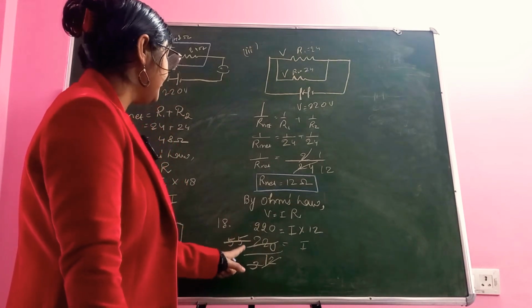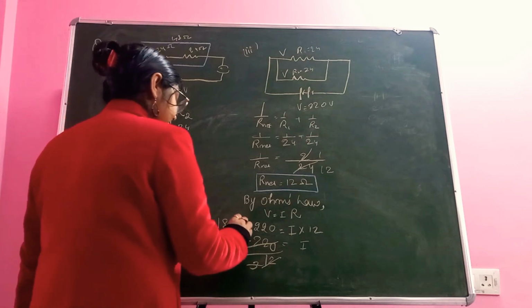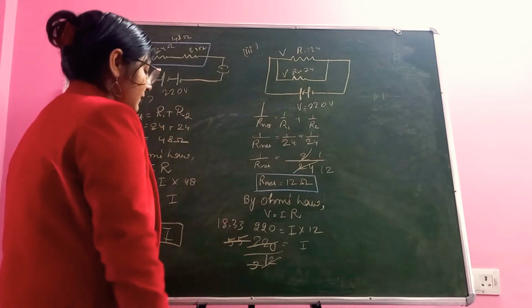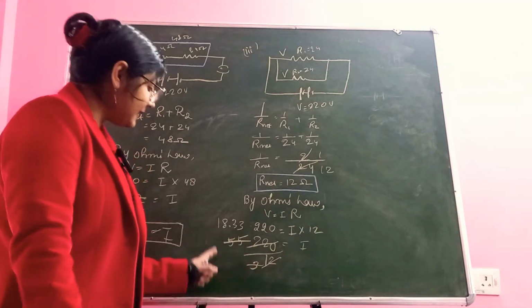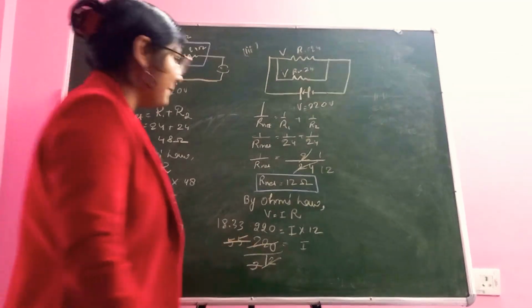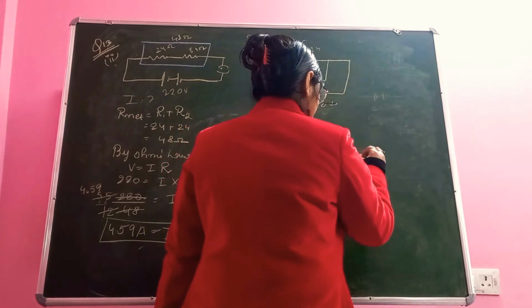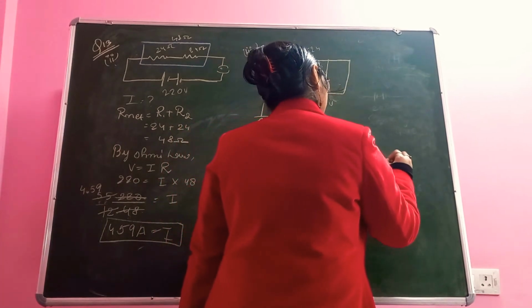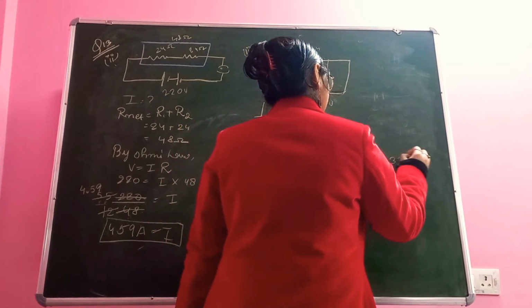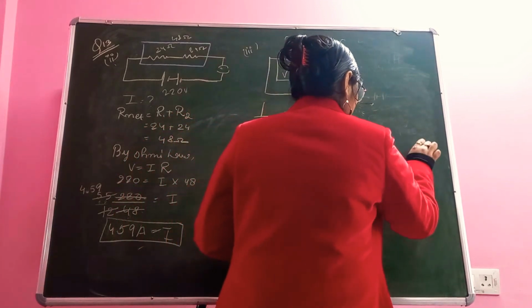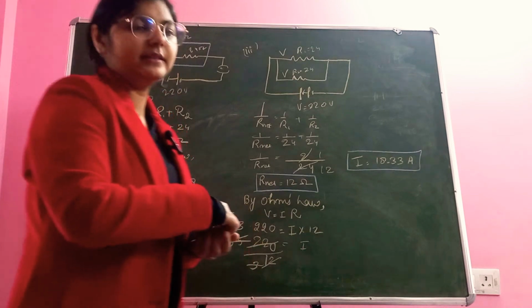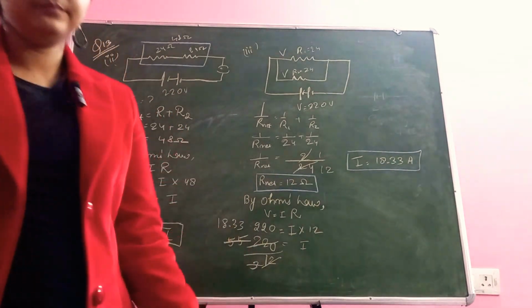3 18s are 54.33. So the net current that we get here is 18.33 ampere. So this is the answer, 18.33 ampere. You can take a screenshot of it and this question is done.